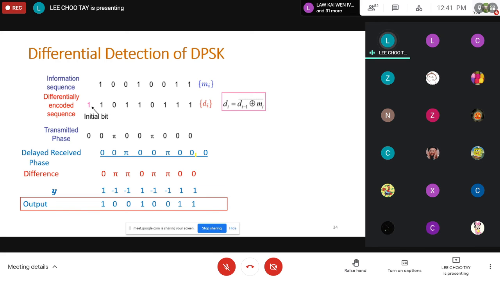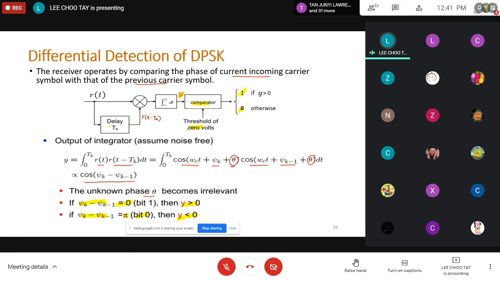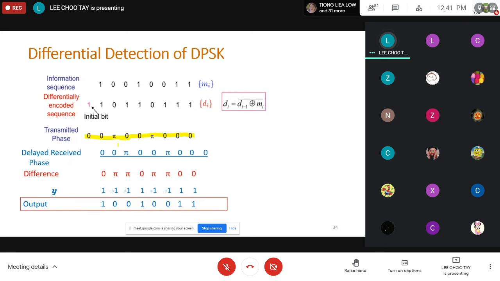All right, so this slide shows you the same data again. The one we transmitted just now is this one. And then 1 bit delay over here. This delay will give us this string. So this one is delayed to here, this one is delayed to here, this one is delayed to here. And then the difference in phase: 0 and 0 is 0.